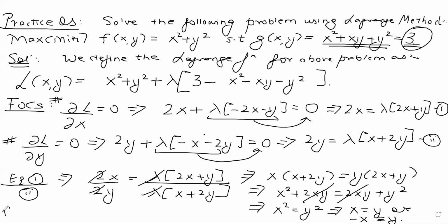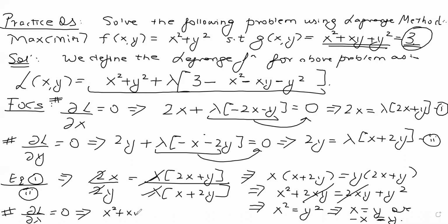Now my third condition is del L by del lambda equal to 0, right? If I differentiate, del L by del lambda equal to 0, I simply get the constraint back, x square plus xy plus y square equal to 2. Now in this particular constraint, I am going to put x equal to y and minus x equal to y. Okay, so I erase the initial part.